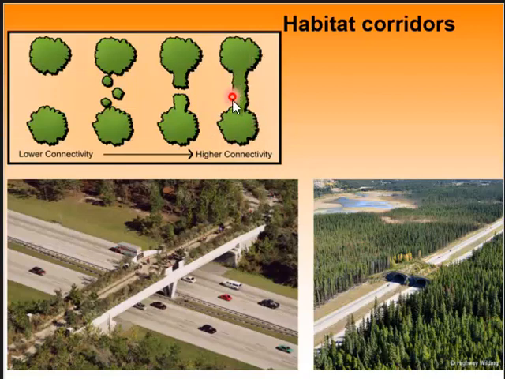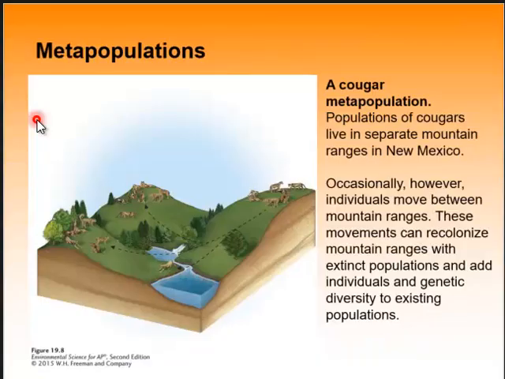So if we have more connectivity, more habitat corridors, the populations are going to have more genetic diversity and there's a better chance of survival of the entire population and the species. If they have no connectivity, there is going to be a problem with the population survival and probably the species survival. This is the one that was in your book.